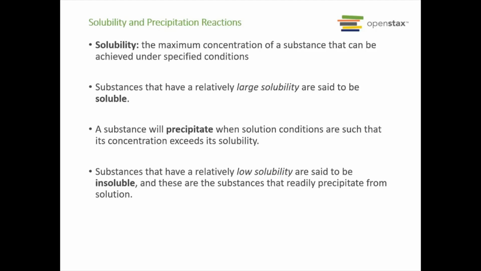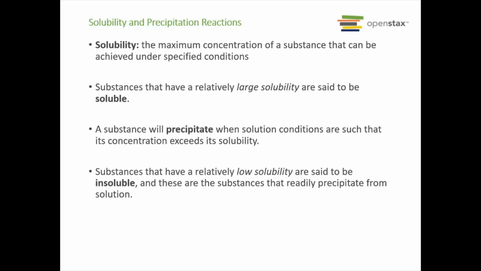So some terms that we need to know, and you've seen some of these potentially from last section when we were talking about molarity and solutions. Solubility is the maximum concentration of a substance that can be achieved under specific conditions. For instance, if you're trying to make iced tea, and you're trying to dissolve sugar in it, eventually you get to a point where you can't dissolve any more sugar in your tea because you've reached its solubility limit.